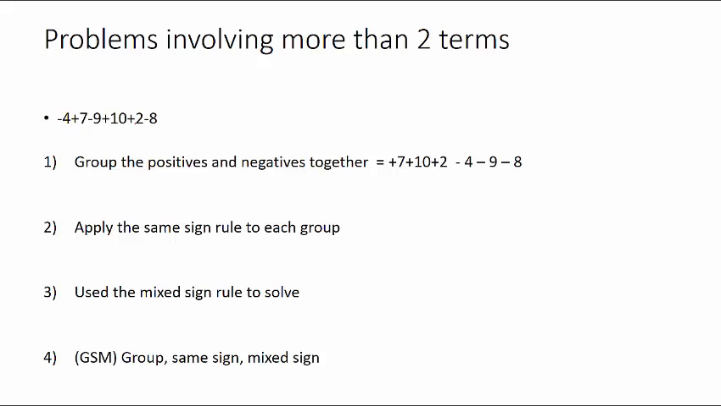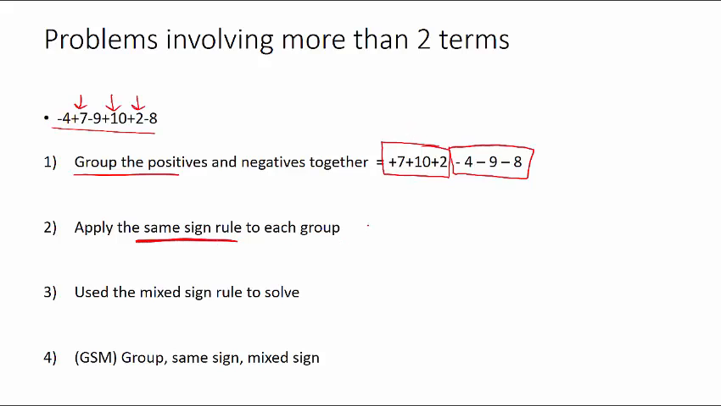Alright, what if you have more than 2 terms? If we have more than 2 terms, and we see here we have a whole bunch of them, we're going to group the positives and the negatives together. So here we have a positive, and a positive. So we'll put all our positives together, and then we'll put all our negatives together. Remember, we talked about when you're adding, it doesn't matter the order that you put them in. Now that we've grouped them together, we're going to use the same sign rule to each group.